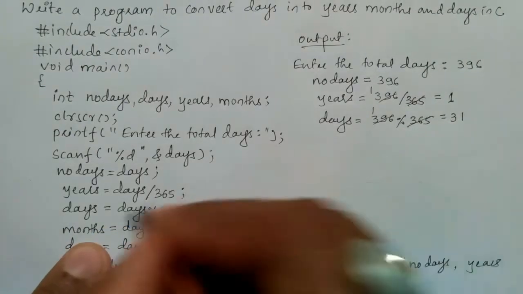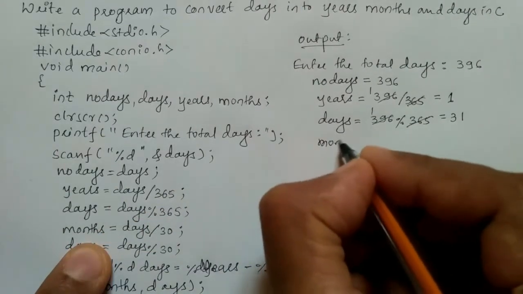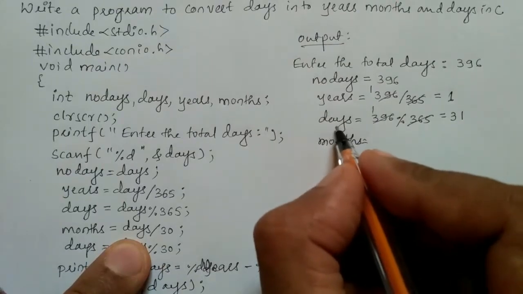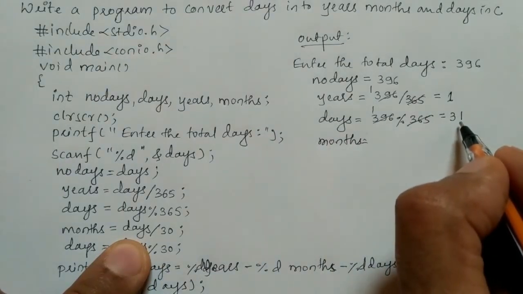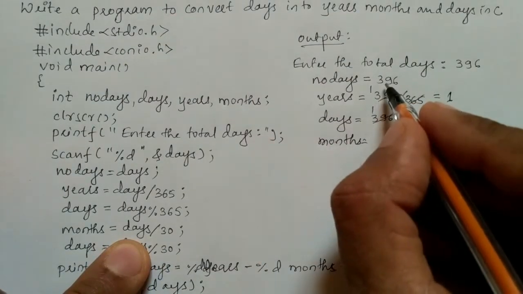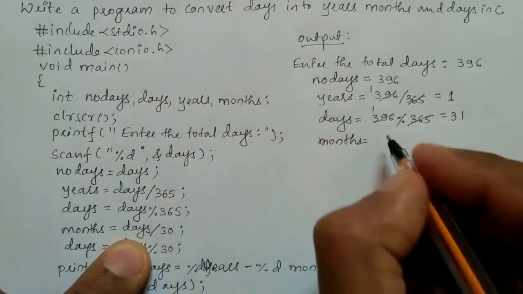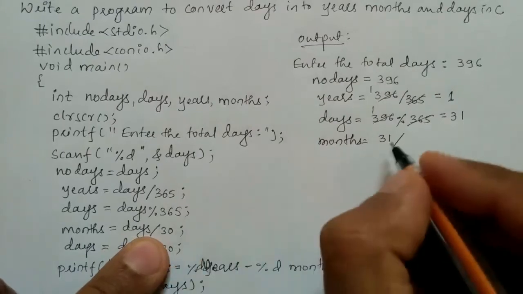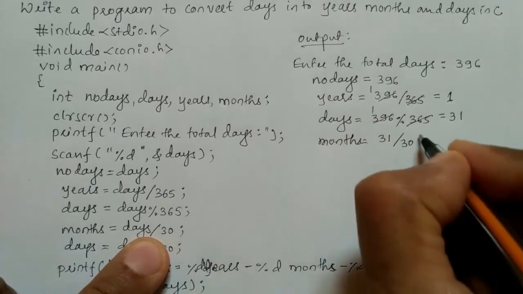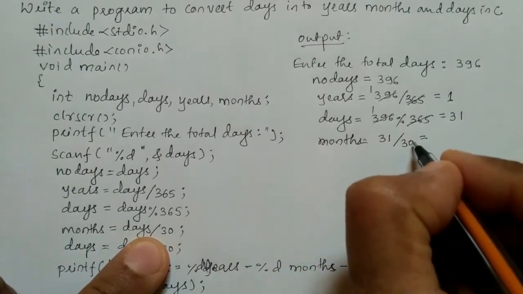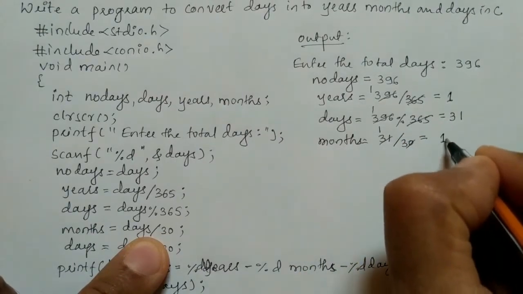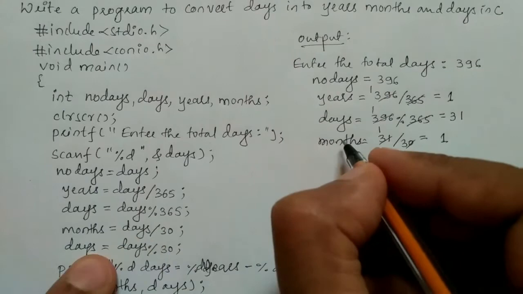Next, months is equal to days divided by 30. Now the value of days has changed to 31. It is not 396 now. So days is 31, integer division by 30. This is always written as the quotient. 30 ones are 30, so 1 is the quotient. 1 is stored in the months variable.